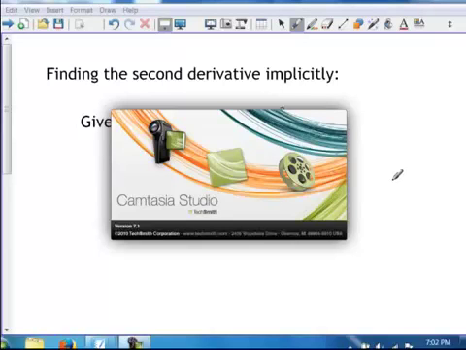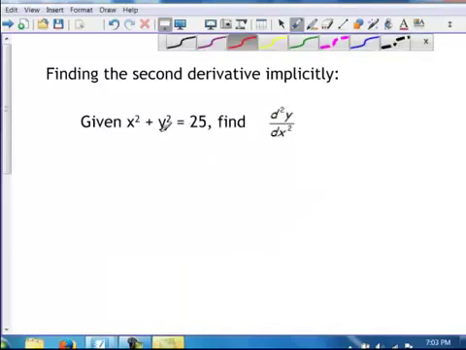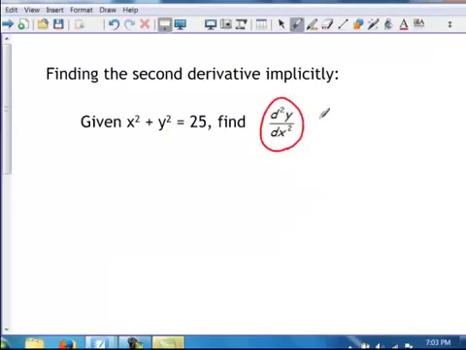Okay, talking about how we find a second derivative implicitly, and we're back. So given this, find this right here, which is actually y double prime, the second derivative. So let's just go ahead and find the first derivative, and then we'll talk about what this could mean.